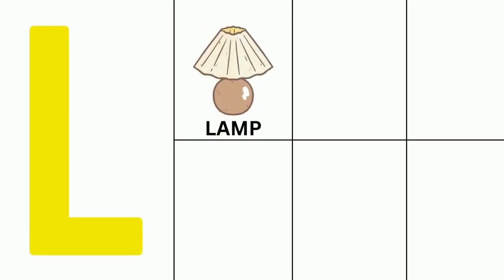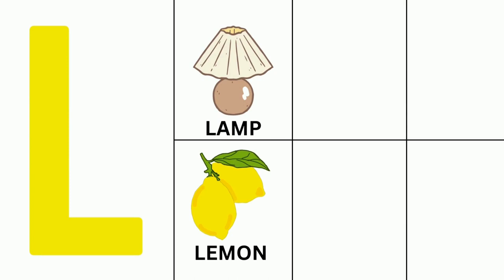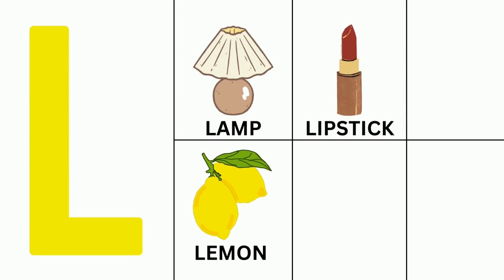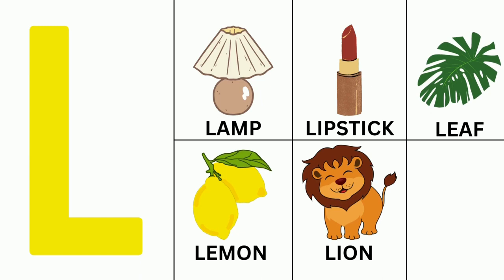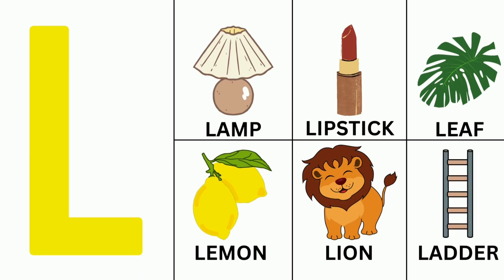L. Let's learn the words that start with L. L for lamp. L for lemon. L for lipstick. L for line. L for leaf. L for letter.